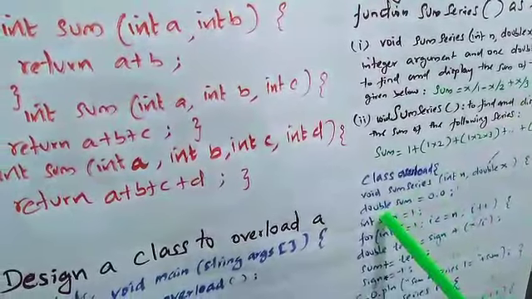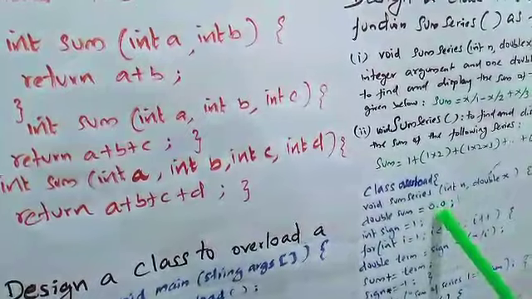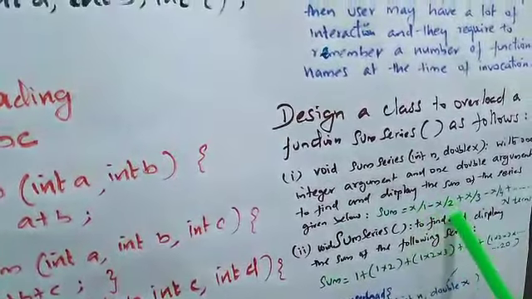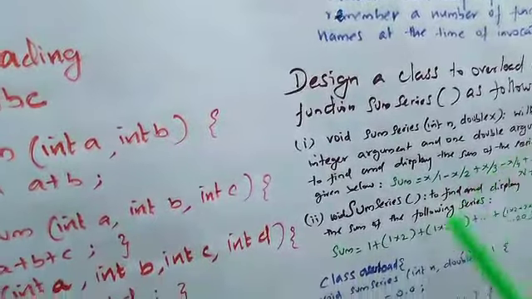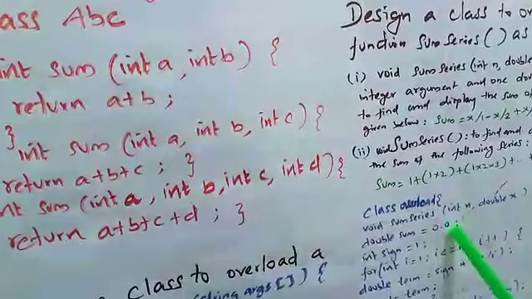Then we are doing what? Double sum equal to 0.0. Why are you using 0.0? Because it is a fractional. This was x by 1 minus x by 2, because it is a fractional. That is why we have taken the double data type. Sum is equal to 0.0.